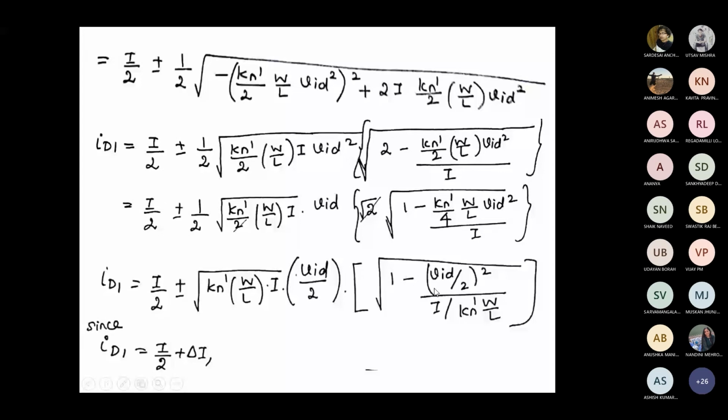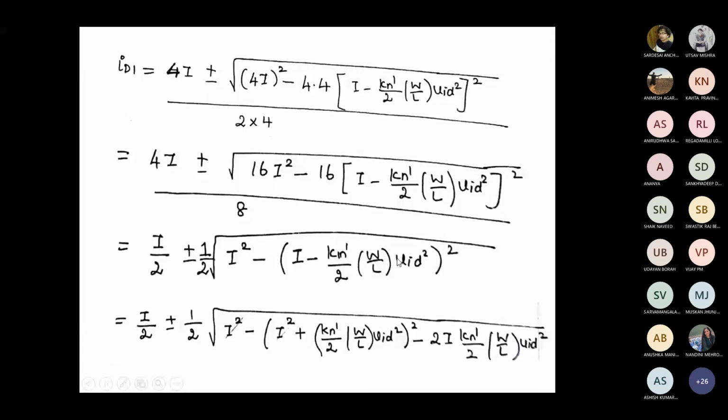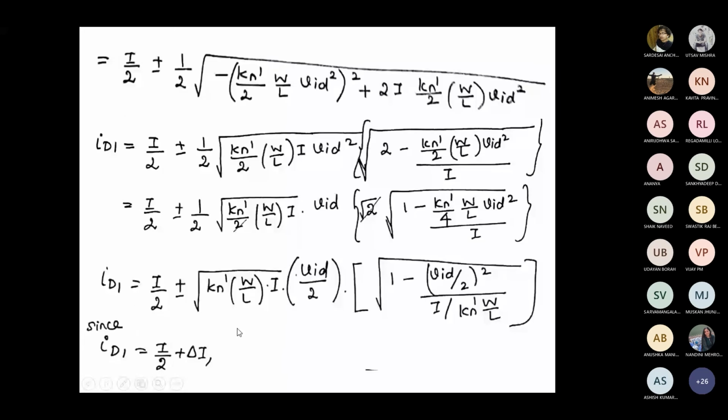The previous steps are simple math. If you simplify, go inside and have a look, you can understand. So we have just solved for ID1. It is I by 2 plus or minus this. Now we can take ID1 as I by 2 plus or minus some incremental current. This total term can be taken as some incremental current. So we know that ID1 is incremented by a certain amount from I by 2.